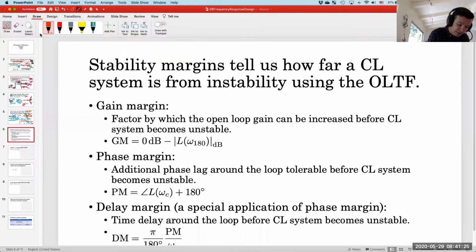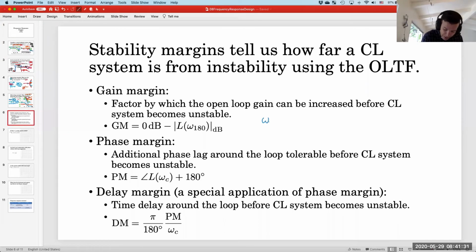So this is where these slides are incomplete, because I didn't actually define omega 180. Omega 180 is defined as the frequency where the phase is 180. Okay, I mean, the subscript kind of tells you what's going on. But crucially, omega 180 assumes the phase is 180 degrees. And then the magnitude of L at that frequency tells you how far away from the 0 dB point you are.